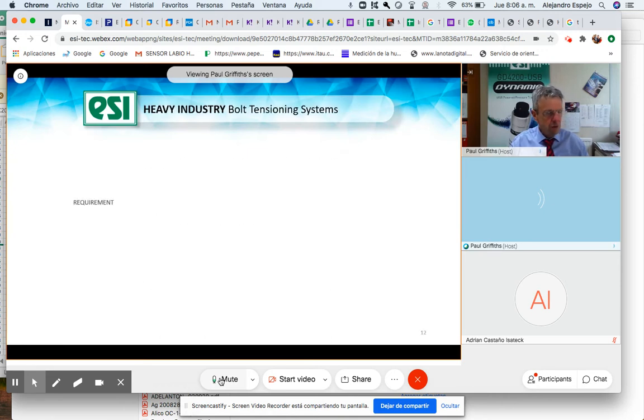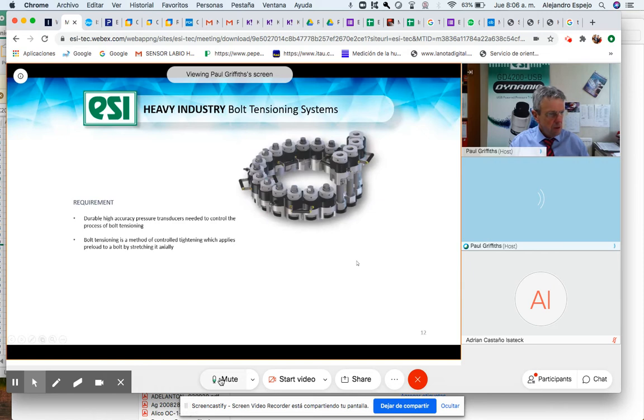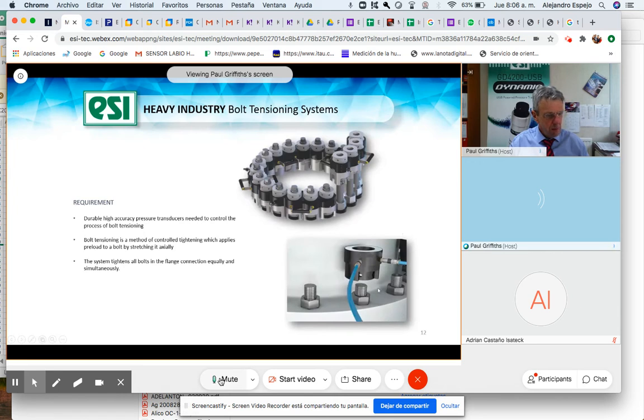This one is actually for standard products. So this is a good example of where a standard product has been really successful. It's in bolt tensioning systems. This is a method of tightening bolts. So it could be in a chemical plant, it could be on an oil and gas rig, it could be in a factory, wherever you need to make a secure connection between 2 flanges that connect pipework.